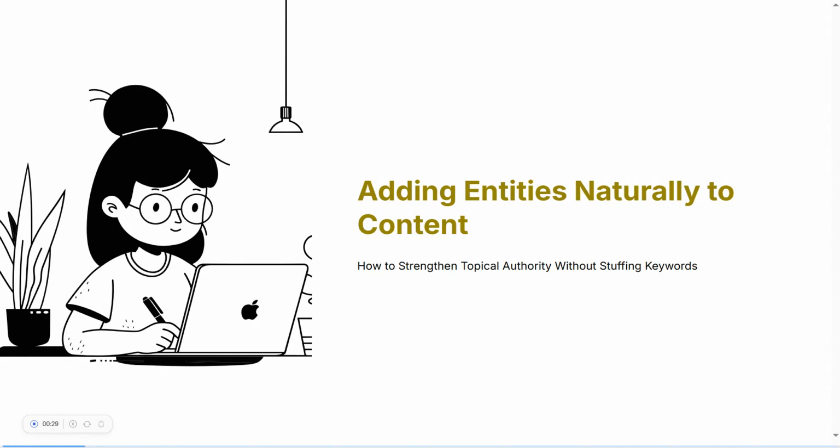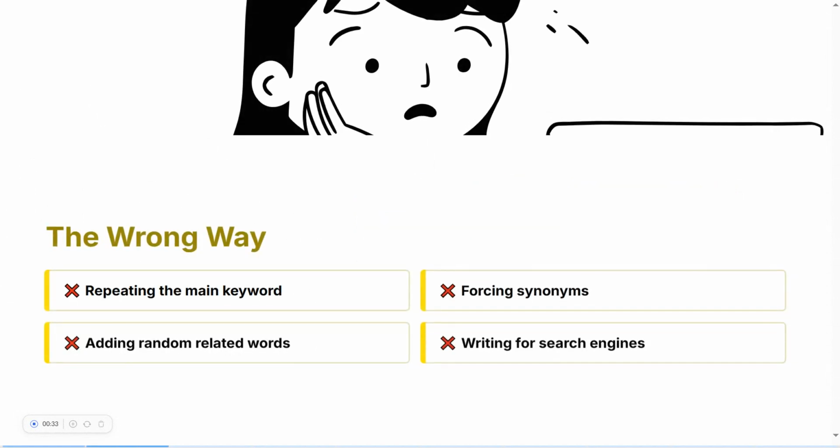But before we talk about the right way, we have to talk about the wrong way. Most people try to optimize for entities by repeating variations of the main keyword, or they stuff in related keywords they found in a tool. This is not entity optimization, that's still keyword thinking.